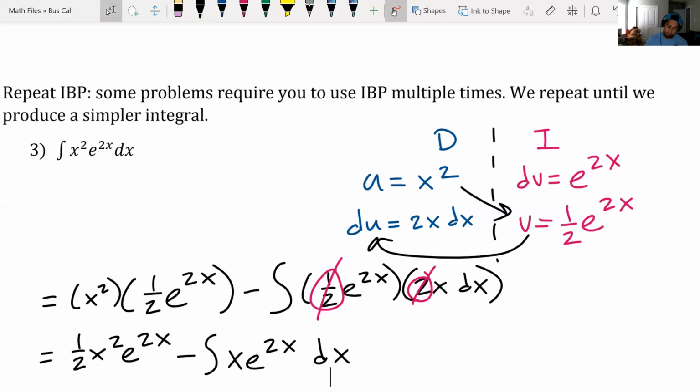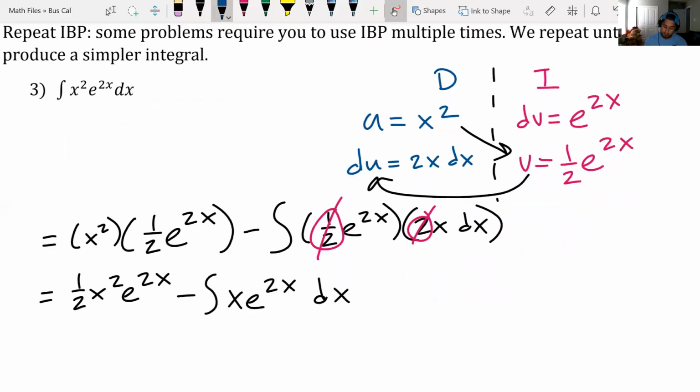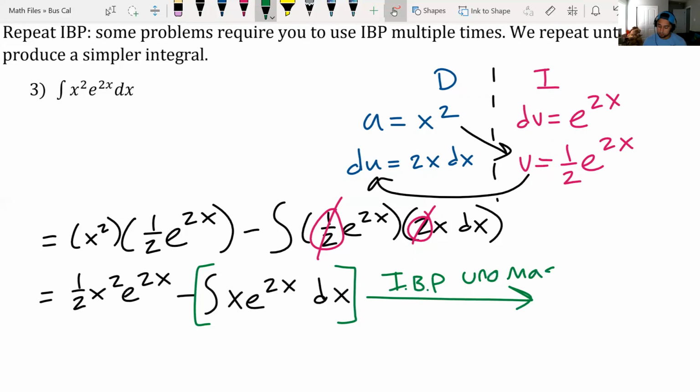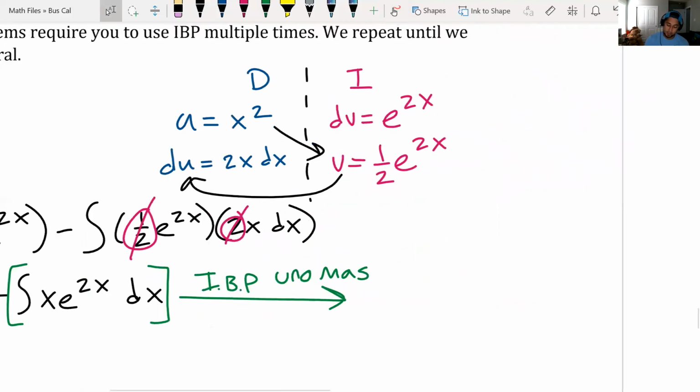Okay. So what happens here is that since this is the integral of x e to the 2x, we have to do integration by parts one more time. So we integrate by parts one more time. Uno mas. One more, right? All right. So we'll set it up again.